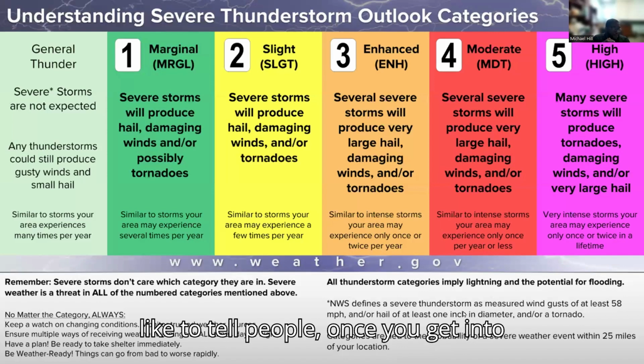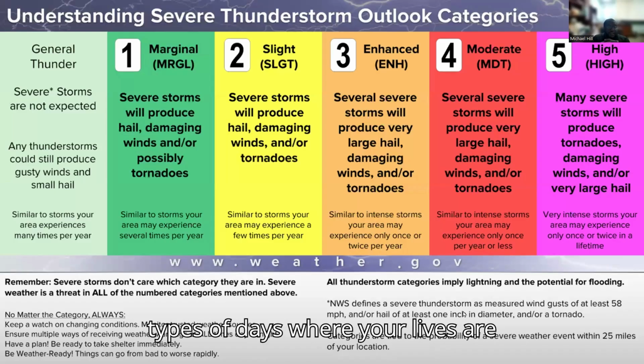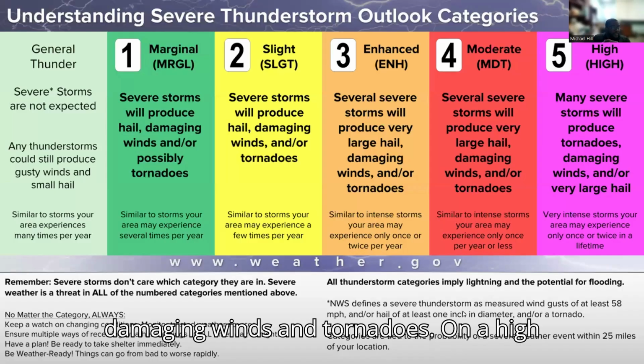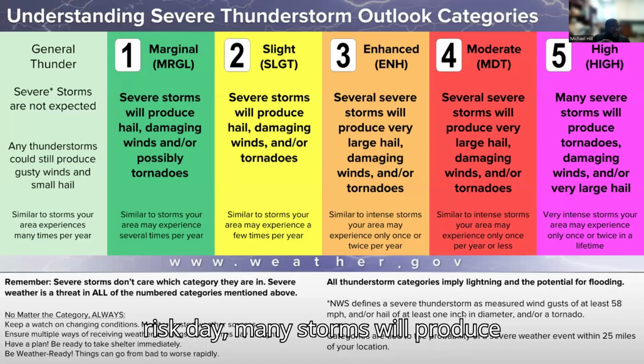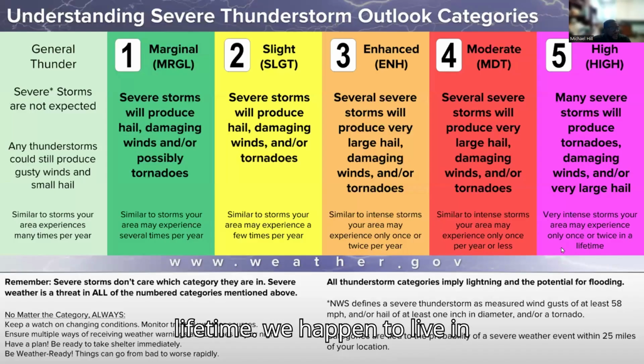I like to tell people once you get into days 4 and 5 types, those are the types of days where your lives are significantly more in danger. Storms will produce very large hail, damaging winds and tornadoes. On a high risk day, many storms will produce damaging tornadoes, winds, very large hail. If you see this right here, it says very intense storms that you might experience only once or twice in a lifetime. Well, we happen to live in Mississippi and we get this several times in a lifetime, but that just lets you know to what extent these storms could be.